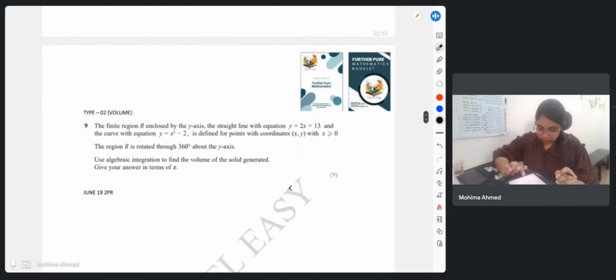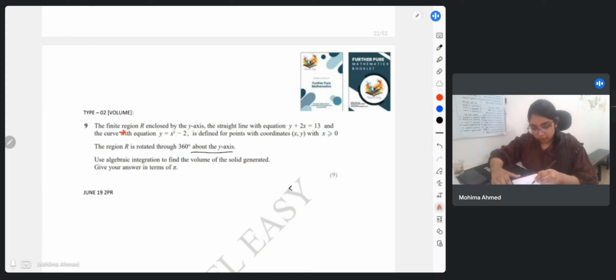For example, this question is taken from June 2019 2PR. This was a concept of volume rotated about the y-axis. If it is rotated about the y-axis, then you are only concerned with the y-axis coordinates, not the x coordinates. Now let's read the question first.